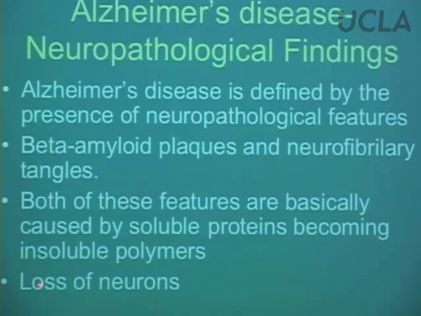It's also accompanied by the loss of neurons. Just having a bunch of this gunk in your brain may not necessarily be a bad thing, but it does seem like it is associated with a loss of neurons. Okay. And that's, of course, the problem and why the cognitive deficits appear.